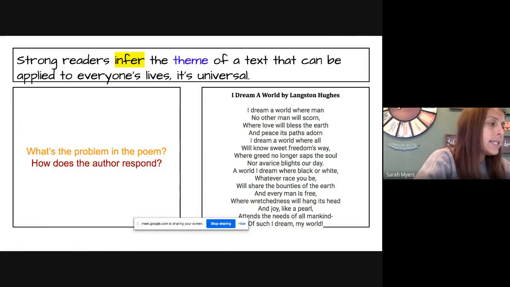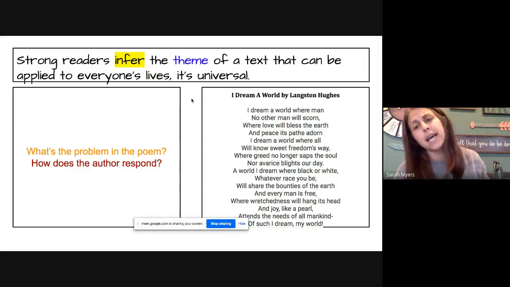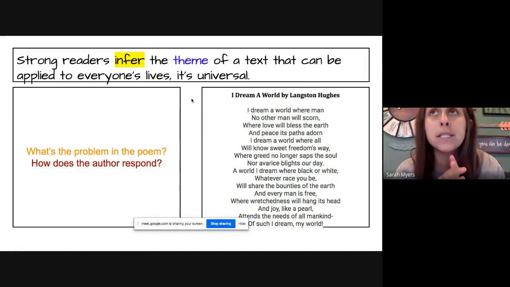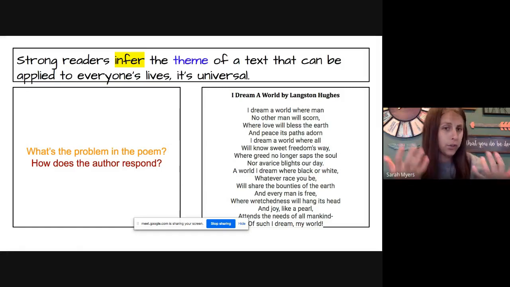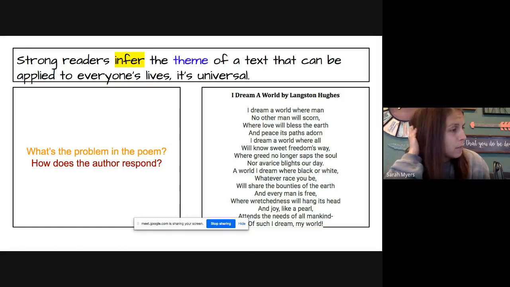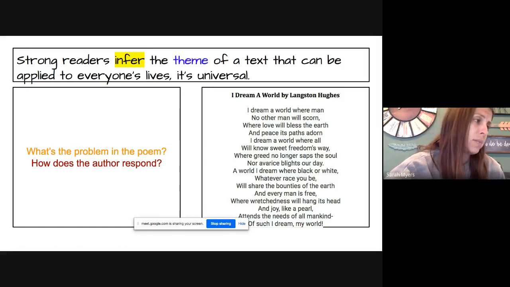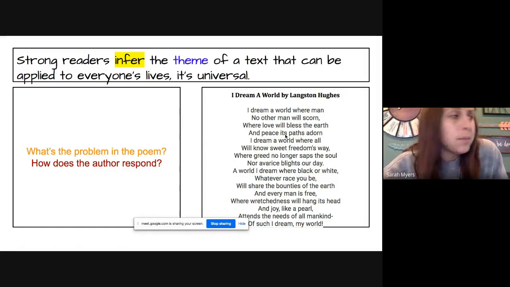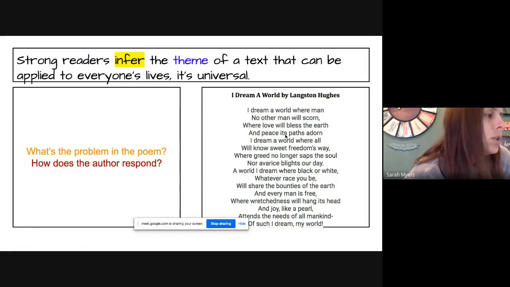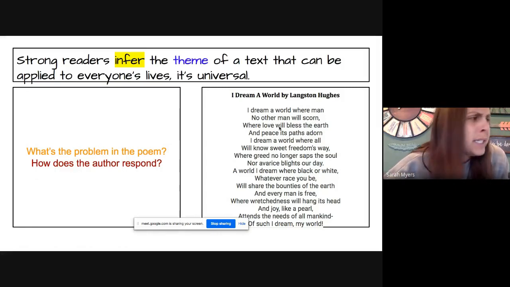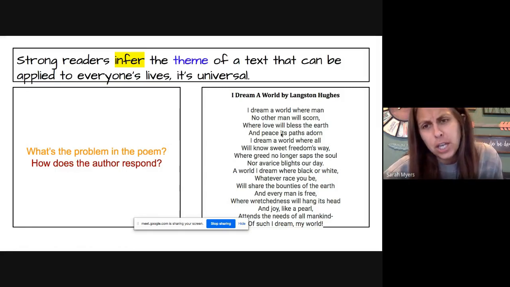All right, so our next stamp, we're going to kind of switch gears. Our next stamp is strong readers infer the theme of a text that can be applied to everyone else's life. So it's universal. Remember we talked about this two weeks ago, universal meaning that the whole world can learn this. So really thinking about what is the problem in the poem and how does the author respond. It sounds like the problem in the poem is that the world seems to be a place of judgment, sadness, and discrimination.